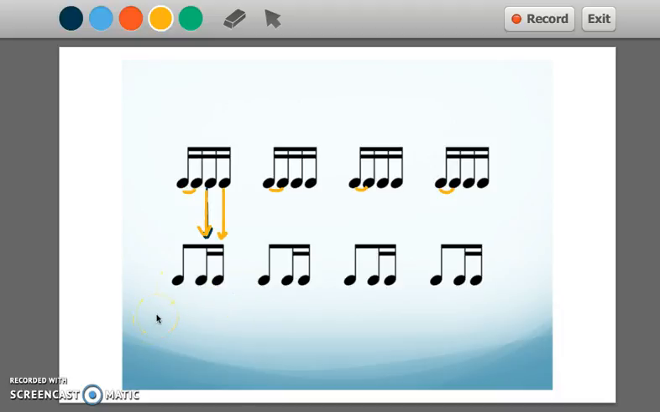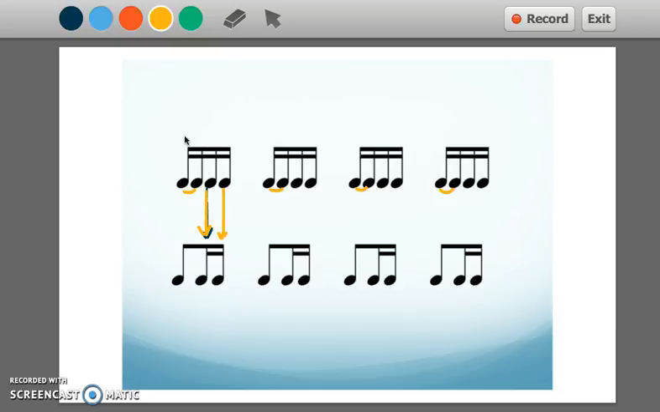If I had my metronome going, here is my beat. 1, 2, 3, 4. And each number represents these four grouping of 16th notes. I would count these as 1 E and a, 2 E and a, 3 E and a, 4 E and a.